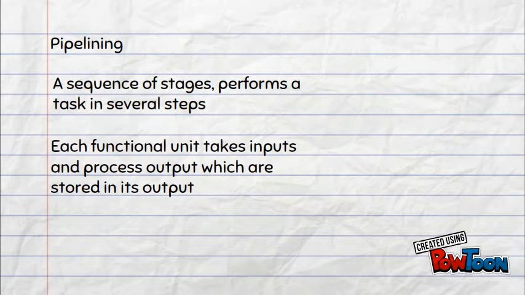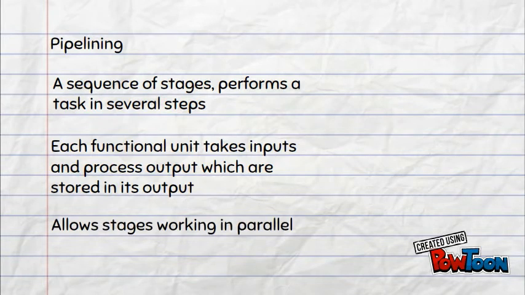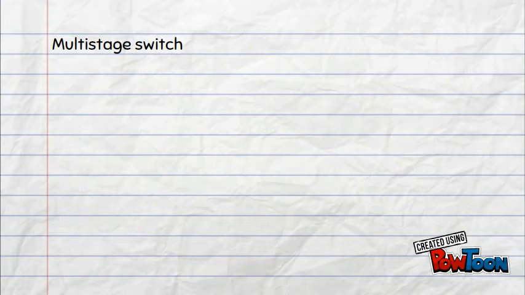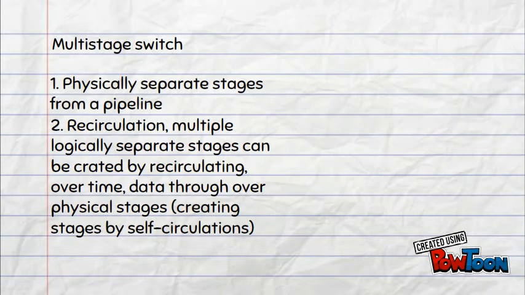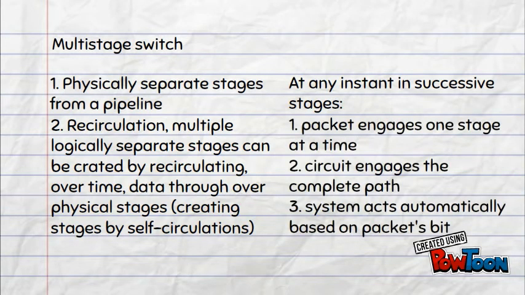Pipeline is a sequence of stages which performs a task in several steps. One stage is output buffer, the next stage is input buffer, and each functional unit takes input and produces output stored in output buffer, and these stages work in parallel. A multiple stage network has two main attributes. Its stages are separated physically, and it can have recirculation, by which multiple logical separate stages can be created through one physical stage. Each transfer passes through successive stages, and at any instant, packets only engage one stage at a time, and a circuit engages the complete path.